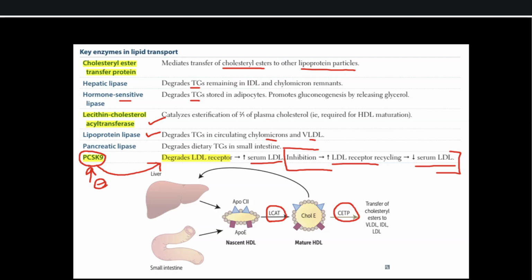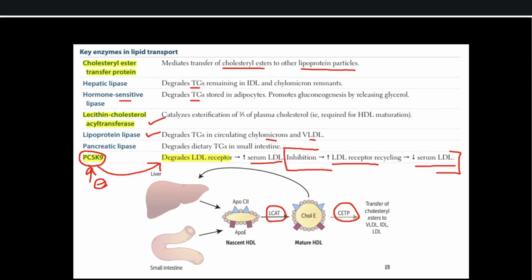We just understood LCAT. We know what lipoprotein lipase does. It takes triglycerides out through to the adipose tissue, via chylomicrons or even VLDL. You also have pancreatic lipase used for digesting and absorption of triglycerides. And then the last one is PCSK9. Okay, it's important to recall this here and now.